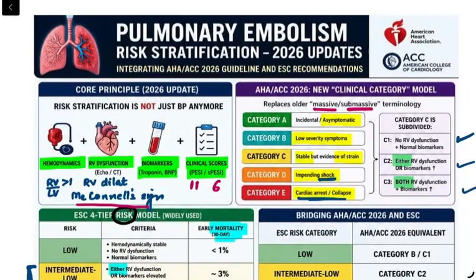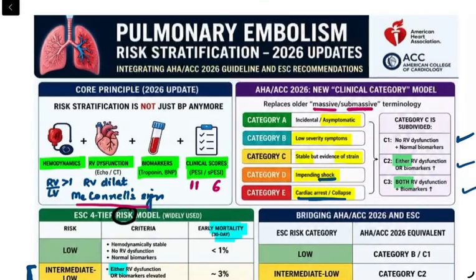Pulmonary embolism has a highly variable clinical spectrum, from asymptomatic cases to sudden cardiac death. So the challenge is not diagnosis alone, but identifying which patients are at risk of deterioration. Modern guidelines, including those from the European Society of Cardiology and the American Heart Association, emphasize that management of pulmonary embolism is no longer one size fits all. It is driven by early risk assessment. This risk stratification integrates clinical scores, imaging and biomarkers.